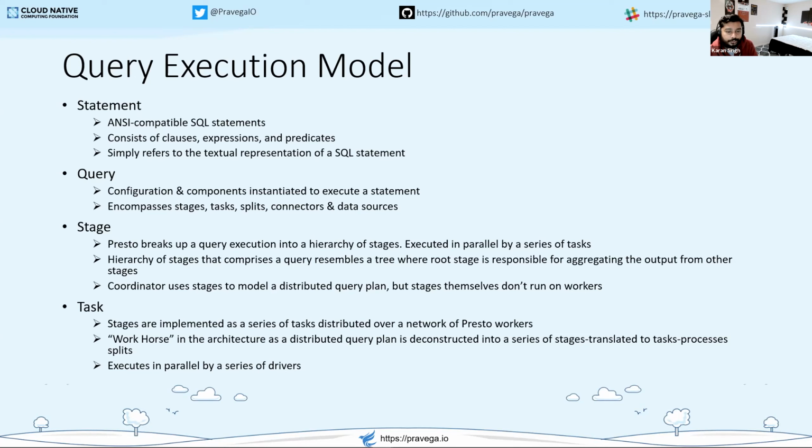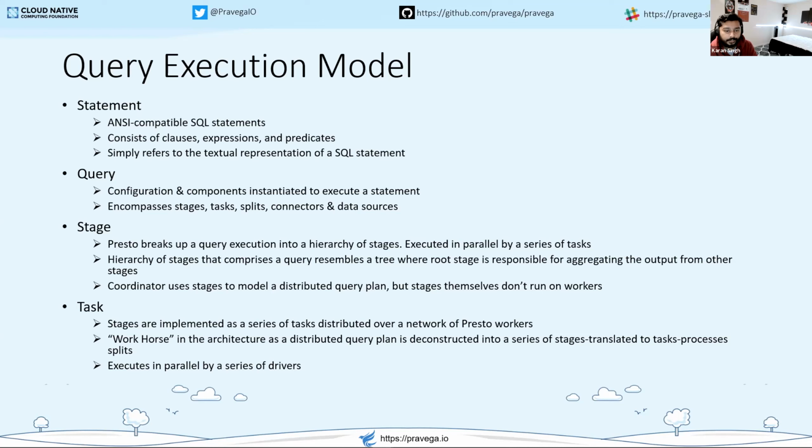What is a stage? A stage in Presto is nothing but when the client issues a query, Presto breaks up a query execution into a hierarchy of stages, which are then executed in parallel by a series of tasks. So stage is the highest level of abstraction for tasks. And this hierarchy of stages that comprises a query can be resembled to a tree, where the root stage is responsible for aggregating the output from the other stages, or, talking about the analogy, the other nodes that are present in the tree as child nodes of the root node.